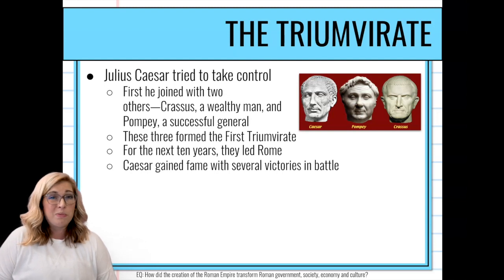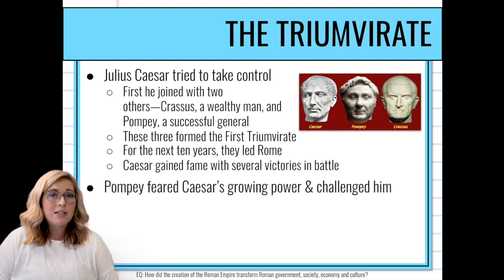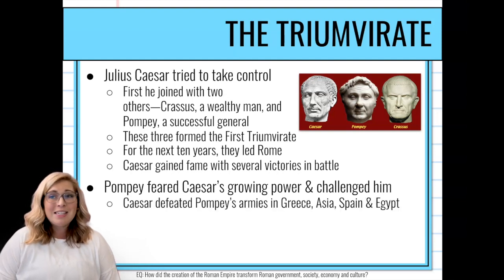And like I said, people start to get jealous. One of the biggest ones is Pompey. He fears that Caesar's growing power is not going to be good. He ultimately challenges him, and Caesar's like, okay, bring it. And Caesar ultimately defeats Pompey. He defeats him in Greece, Asia, Spain, and Egypt. This guy, Caesar, was on point at the time.